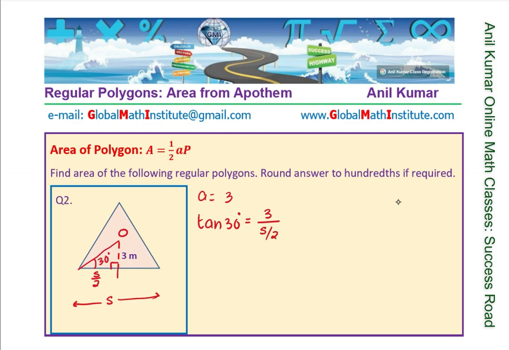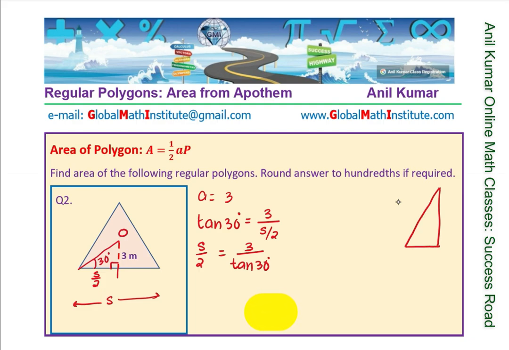So we can now cross multiply and say S by 2, half of the side length, is equal to 3 divided by tan of 30 degrees. Make sense? You can use a calculator to find tan of 30 degrees. However, it is a very special triangle, right? So not a problem. We can just sketch one.